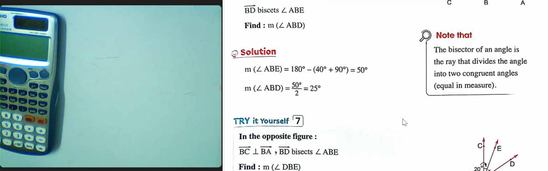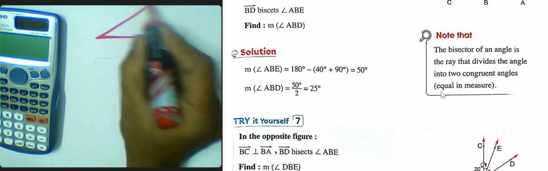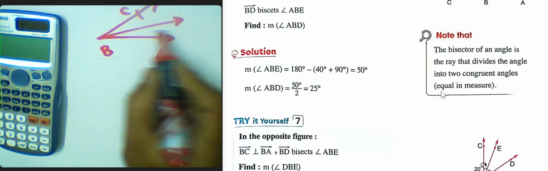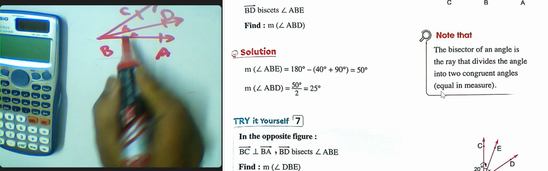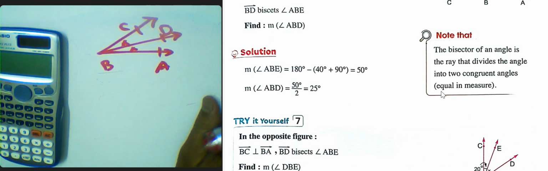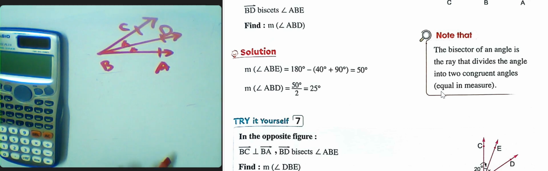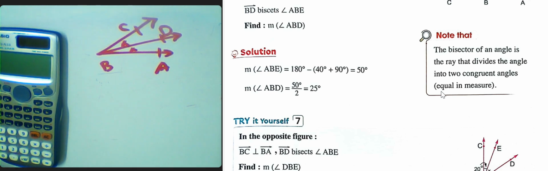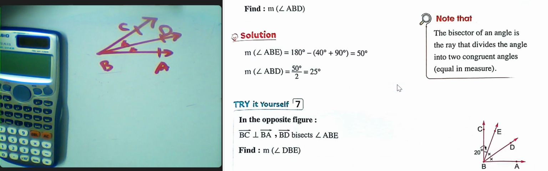And what about the bisector of an angle? The bisector of an angle is the ray that divides the angle into congruent angles, equal in measure. Like this, if we have angle ABC, and the ray BD bisects this angle into equal parts, then we call BD the bisector. This definition is important, you must know it.